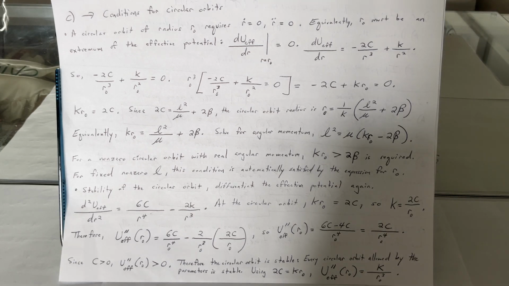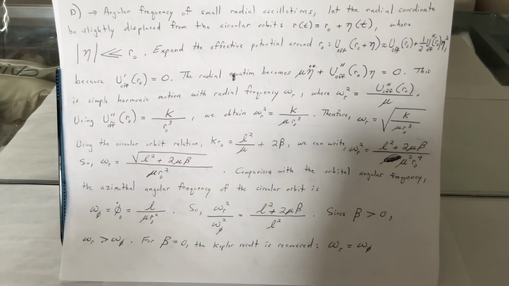And since c is greater than 0, u sub EFF double prime of r naught is greater than 0. Therefore, we could say that the circular orbit is stable, and every circular orbit allowed by the parameters is stable. And using 2c equals k r naught, u sub EFF double prime of r naught equals k over r naught cubed. So that's for part C.